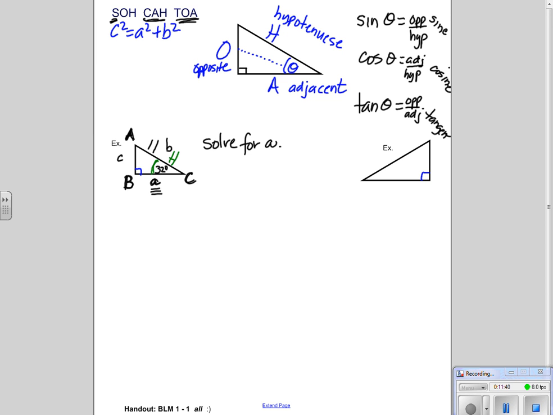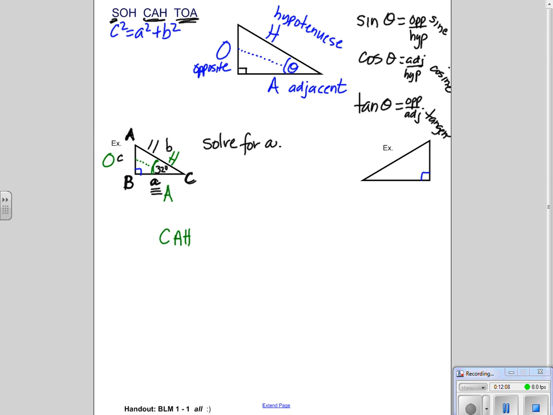The 11 is the hypotenuse side. Little c is as far away from the 32 degrees as we can get. That's opposite. And therefore little a happens to be the adjacent side. If I want little a, I want adjacent, and I have hypotenuse. Which trig ratio uses adjacent and hypotenuse? That would be the C.